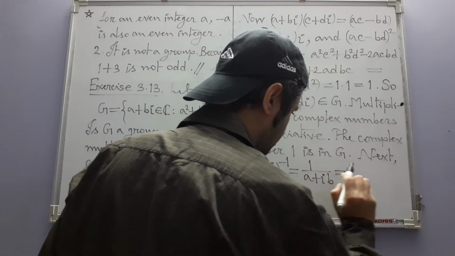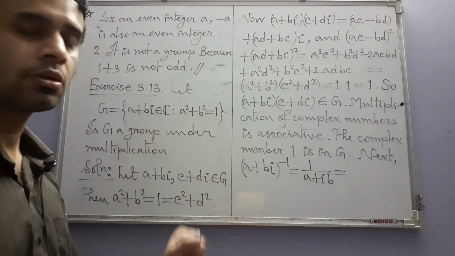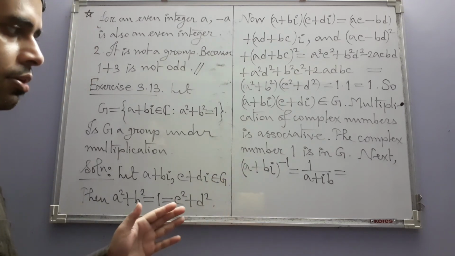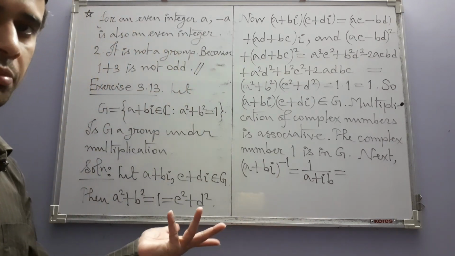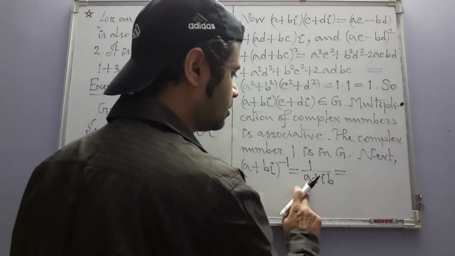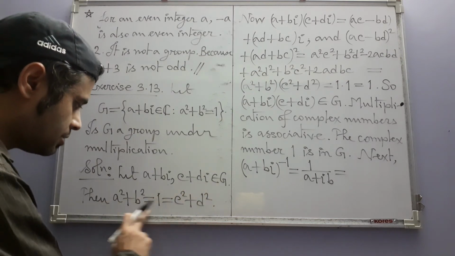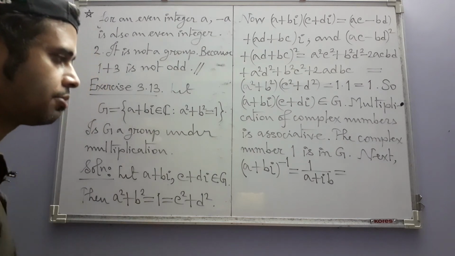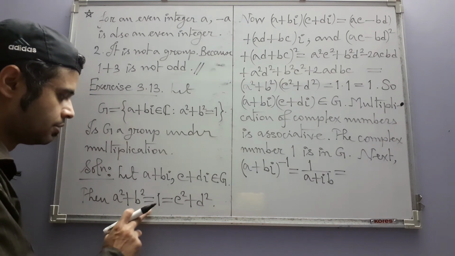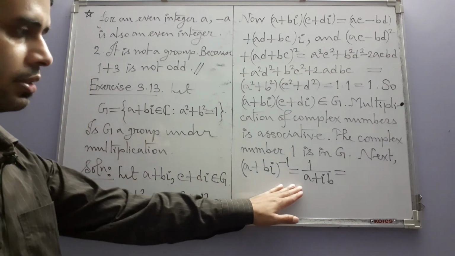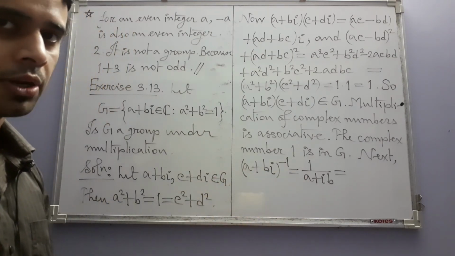Okay, by the way, what is the guarantee that this is a non-zero complex number? Because if it is not a non-zero complex number, then its multiplicative inverse will not exist. It is non-zero because a square plus b square is 1. It is coming from G. This will make sure that a and b cannot be simultaneously 0, because otherwise this left hand side would be 0. So this identity tells us that it is a non-zero complex number. So that is why we can write like this in the first place.